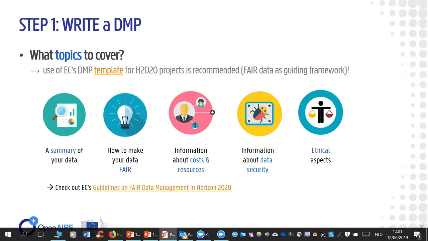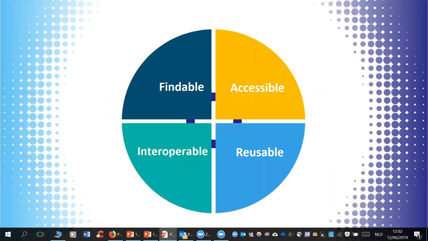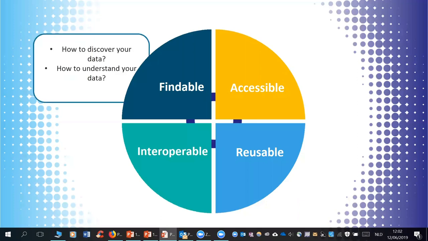So I want to give some more information on the questions that are asked on how to make your data FAIR, because I can imagine that it sounds like a very abstract kind of thing. If you look at the Horizon 2020 template for a data management plan, it will ask you all these questions, which sometimes overlap a bit because those concepts are not exclusive, on findability, accessibility, interoperability, and reusability. Findability covers questions like: how can people discover your data? How can people understand your data? Is it clear what your data is about? It asks you about metadata, persistent identifiers, naming conventions, keywords, versioning, things like that.